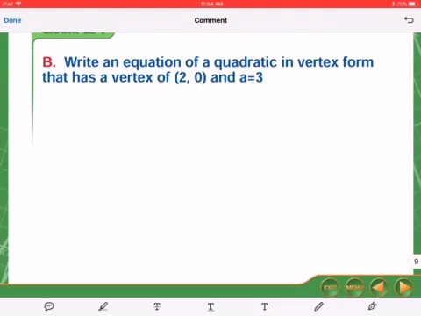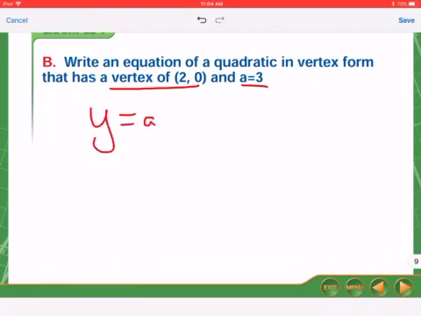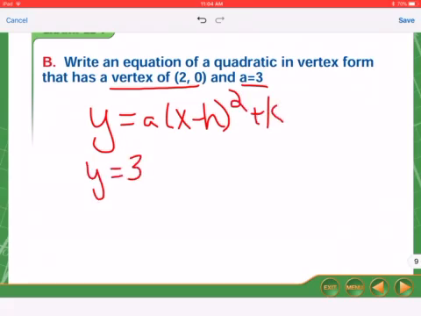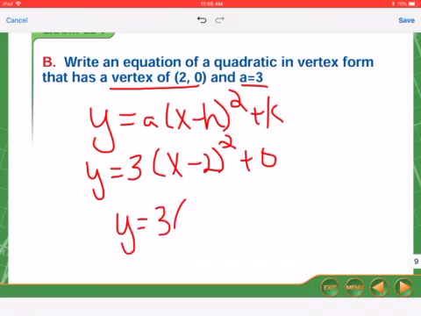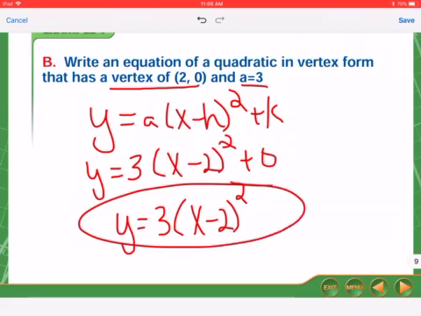And for my last example, I am putting in vertex form. I have the vertex already as 2, 0, and I have a as 3. So y equals a times x minus h squared plus k. So y equals 3 times x minus 2 squared plus 0. And I don't need the plus 0 at the end, so my final equation is y equals 3 times x minus 2 squared. And that is it for going from standard form to vertex form.